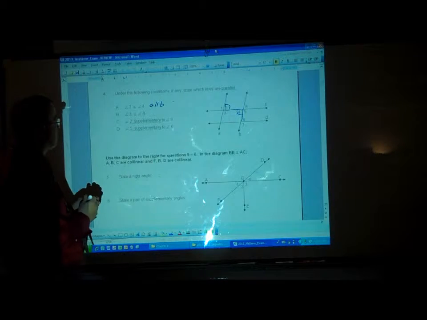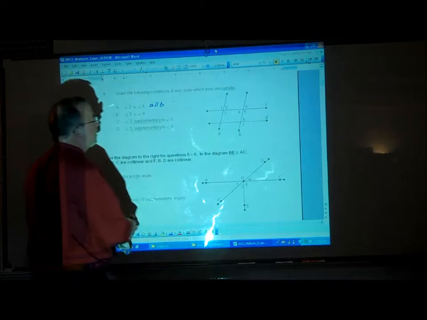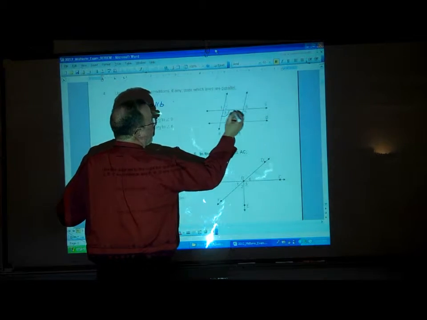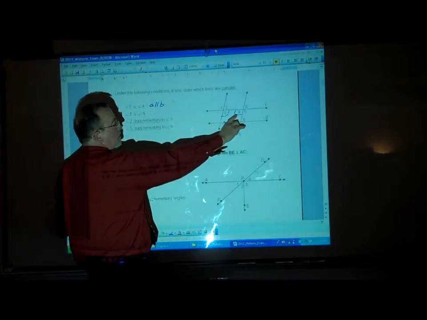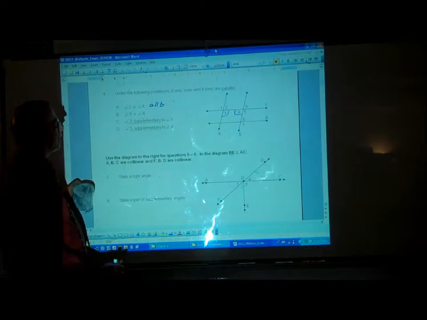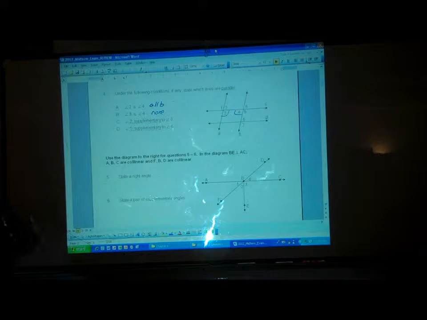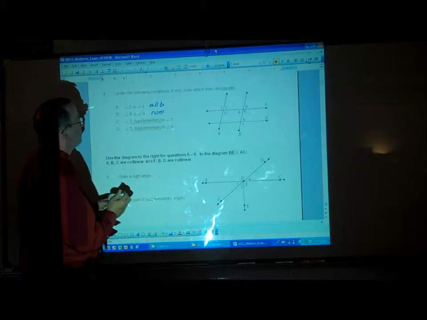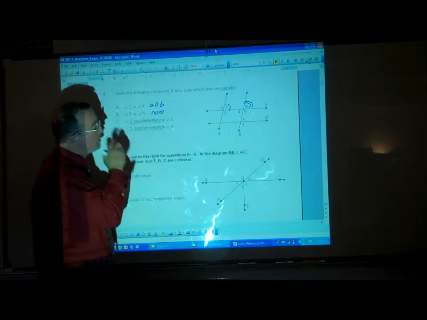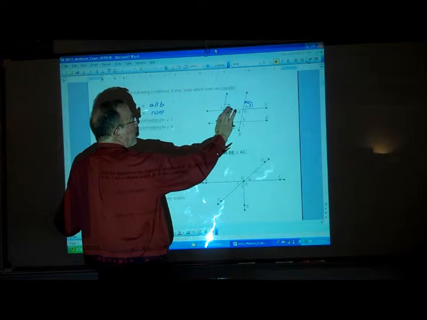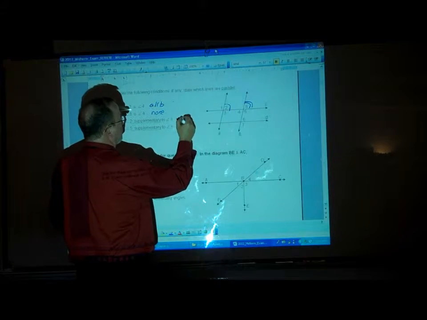For letter B, it says 3 is congruent to 4. If we know that 3 is congruent to 4, does that prove any of those lines parallel? It really doesn't, because these are consecutive interior angles. They have to add up to 180, so this one is going to be none. C says 2 is supplementary to 8. They're not the same size, but they add up to 180. Well, these are corresponding angles. They have to be congruent for the lines to be parallel, so that one is also going to be none.